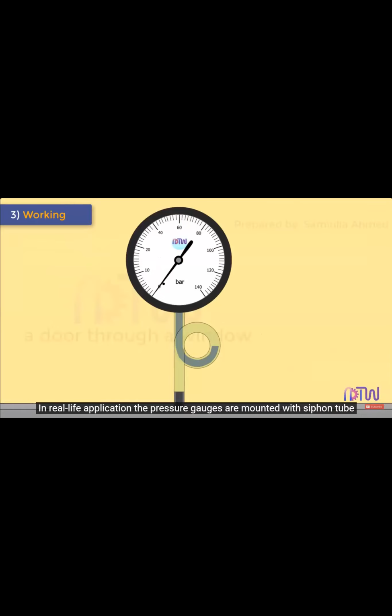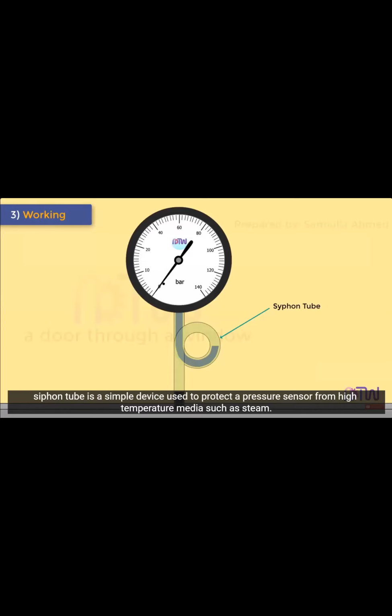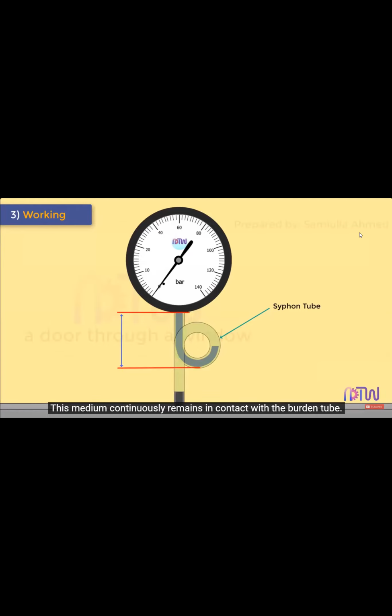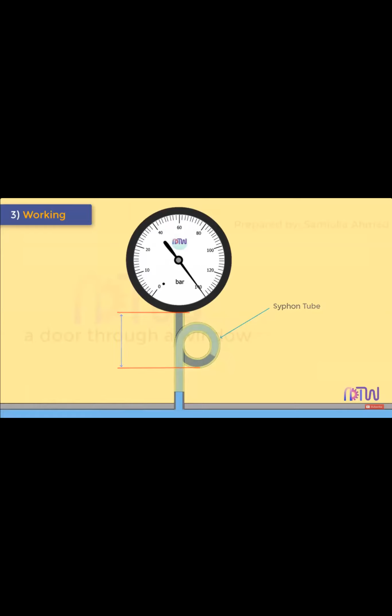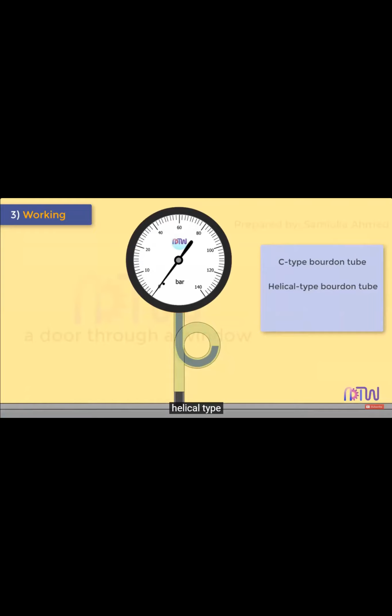In real-life application, the pressure gauges are mounted with siphon tube. Siphon tube is a simple device used to protect a pressure sensor from high-temperature media, such as steam. It can also be used to reduce the potentially damaging effects of rapid pressure changes. When first installed, the siphon should be filled with water or some other suitable separating medium. This medium continuously remains in contact with the Bourdon tube. Bourdon tubes are generally made in three shapes: C-type, helical type, and spiral type.